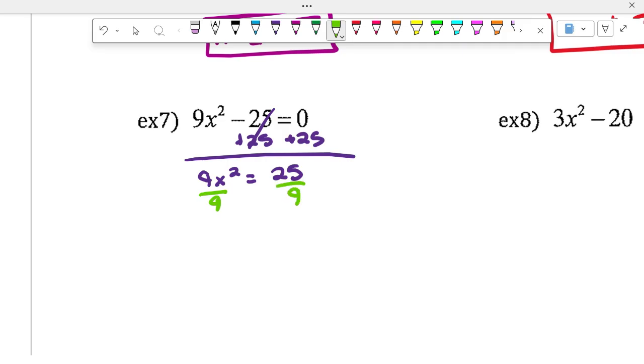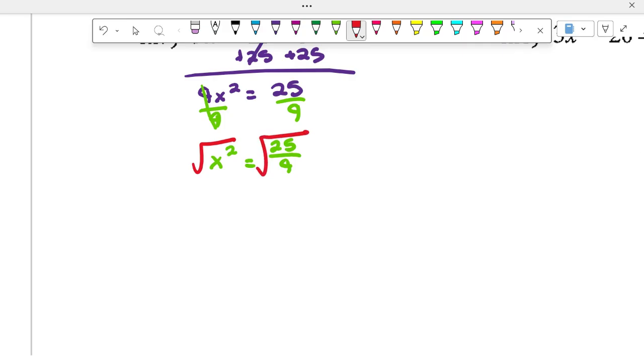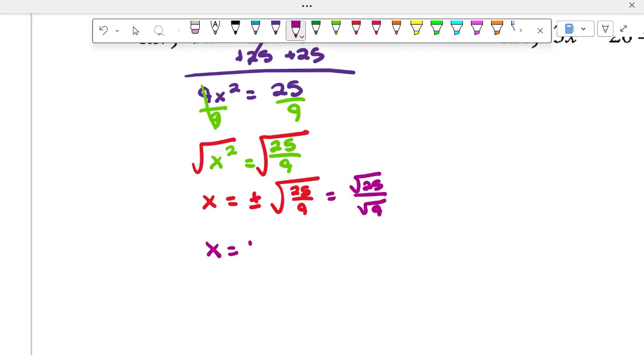Good. Now, does 9 go into 25 nicely? No, so we're going to leave it as 25 over 9. What's my next step? Square root both sides. So x is equal to plus or minus the square root of 25 over 9. What can I do with that square root of a fraction now? Square root each individually. So we break apart the square roots. So x is equal to plus or minus what? 5 over 3. Good.